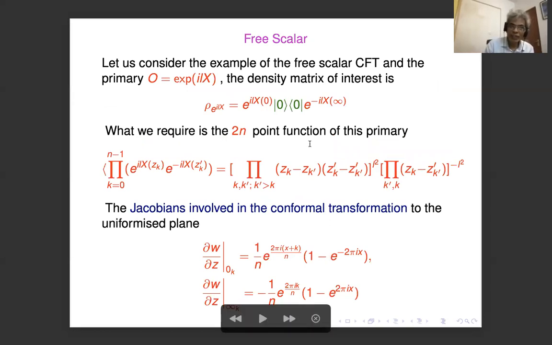So free scalar, just a free boson X, c equals one conformal field theory. And the primary is e to the i L x.